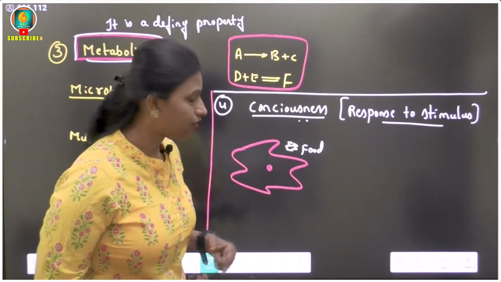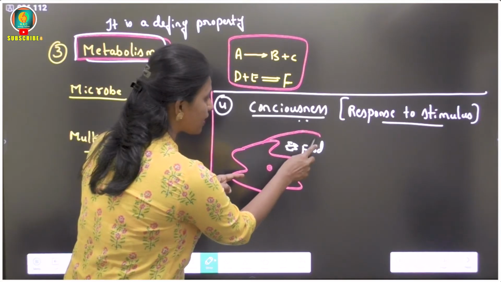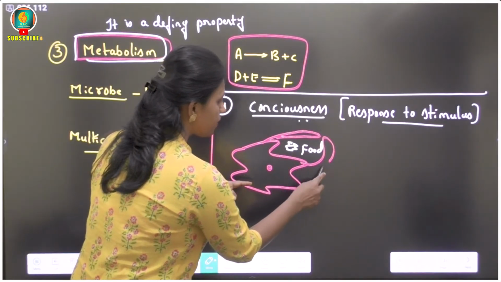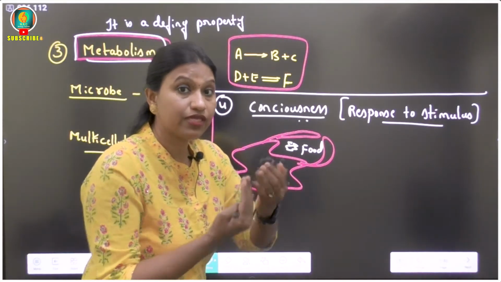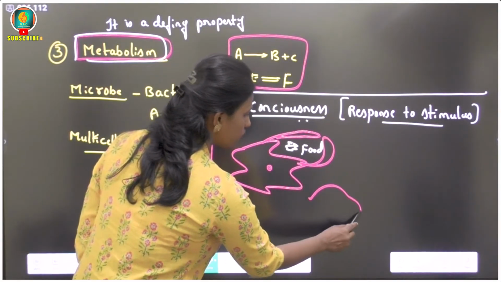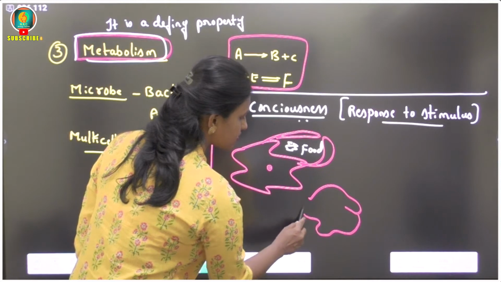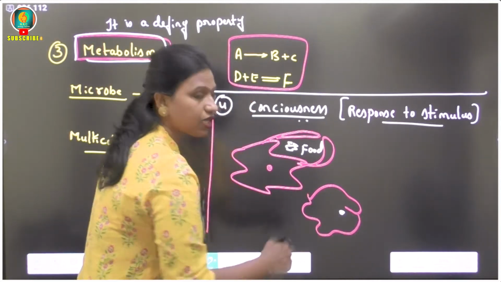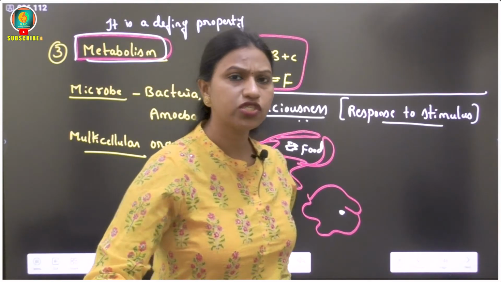So because of that, it is able to change its shape like this. It will change its shape so that it will capture the food. It will engulf the food. So the amoeba which was earlier like this, now its shape becomes like this because it is going to engulf the food. So that's why amoeba keeps changing its shape.